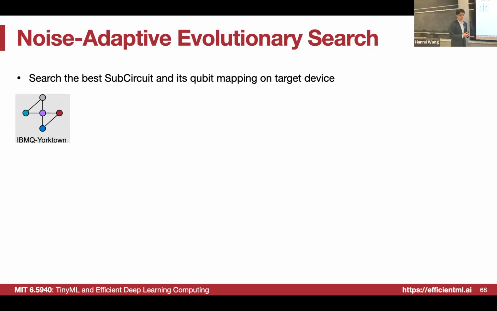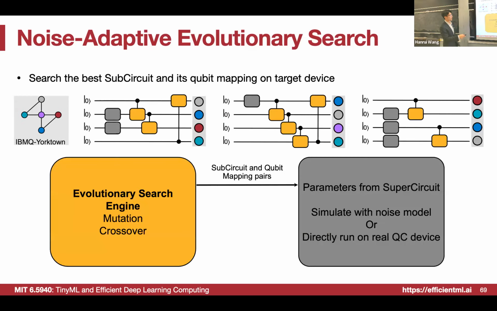During the training process, we also co-design this sub-circuit with its qubit mapping on the target device. The qubit mapping means how we map the algorithm qubits to the actual device qubits. Say this is the topology of the IBM Q Yorktown machine, and we have 5 different qubits. Sometimes if you do a bad mapping to those qubits, we need to pay the additional cost of adding swap gates to make sure they can execute the desired gates.